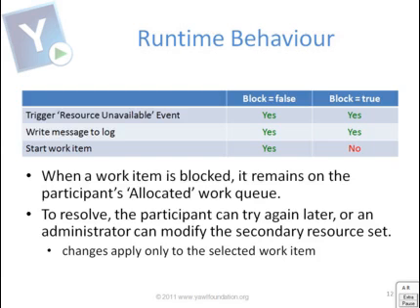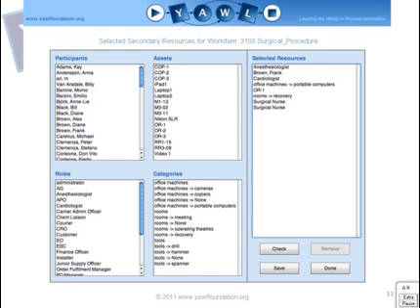So, how do you resolve such an issue? Well, the easy way is to just let it sit there for a while and try again a bit later, and hopefully, cross fingers, the resource will be available at that time. Or the administrator can actually go in through the admin queues, choose the work item in question, and modify its set of secondary resources. Now, those changes that are made will only apply to the work item that's selected. So basically, at runtime, the resource service gets a template of secondary resources for all work items of that particular task. But particular work items can be overridden.